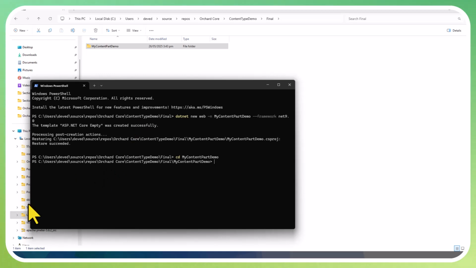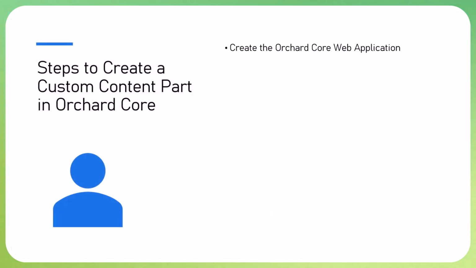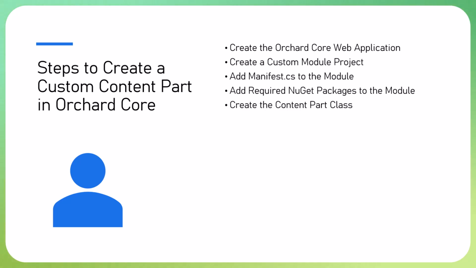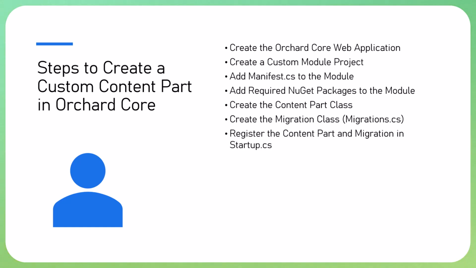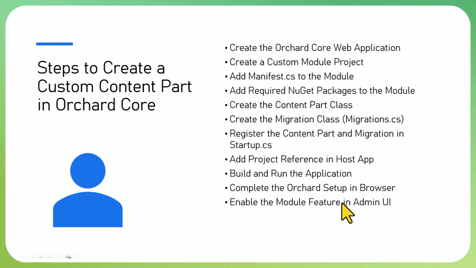Let me show you quickly what we'll be doing to create a custom content part: create the Orchard Core web application, which you have done, create a custom module project, add manifest to the module, add required NuGet packages to the module, create the content part class, create the migration class, register the content part and migration in startup class, and add project reference in host app, because the web application that I have just created is the host app, and build and run the application and complete the Orchard setup in browser, enable the module features in admin UI, and verify the part in content definition.